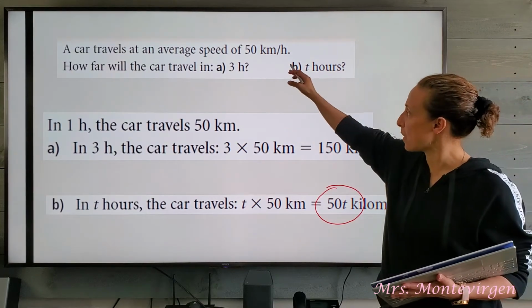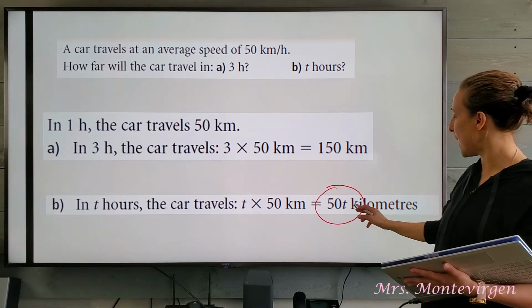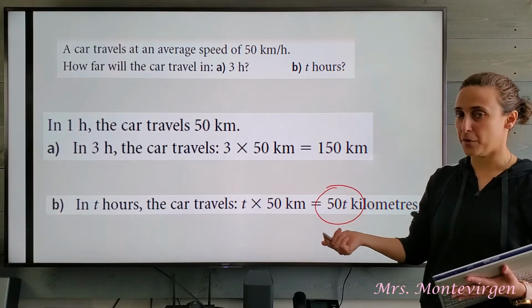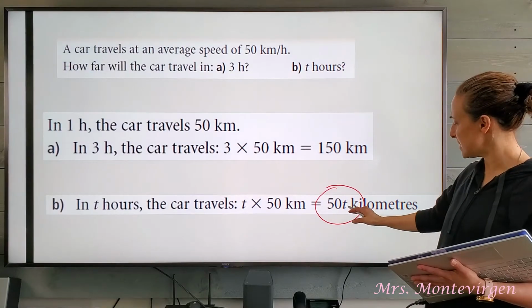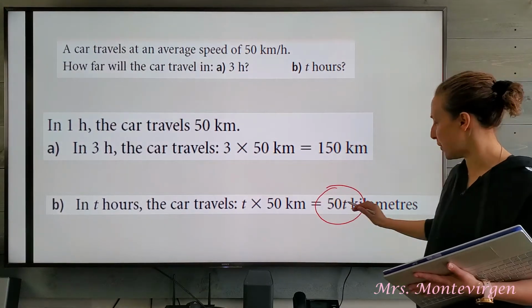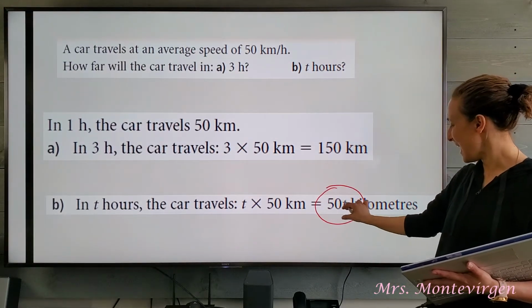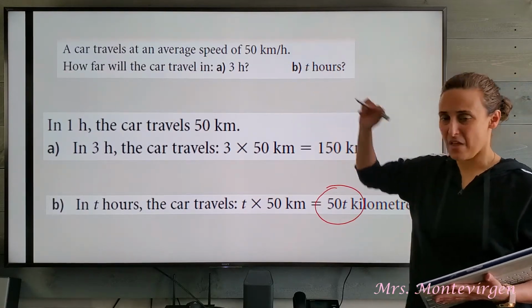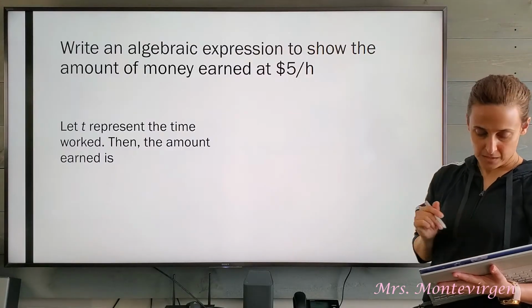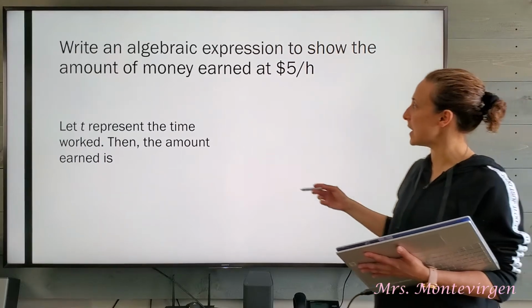50 standing for the number of kilometers that you would go for an hour, and t standing for the number of hours that you're going to be traveling. In this case, t stood for the 3. So this is how that would reflect that word problem. Let's go ahead and do a few more examples here.